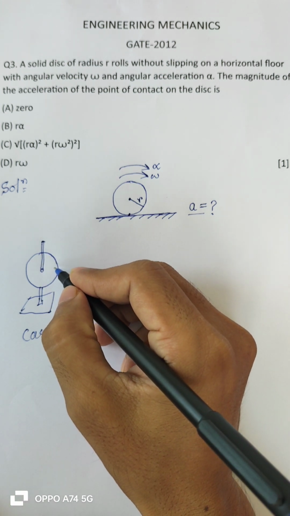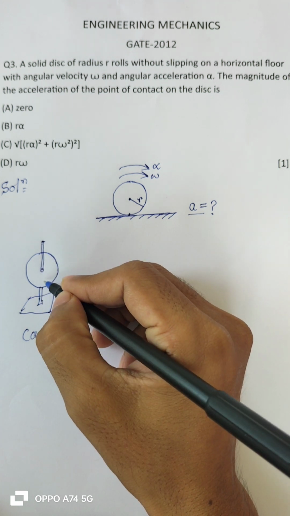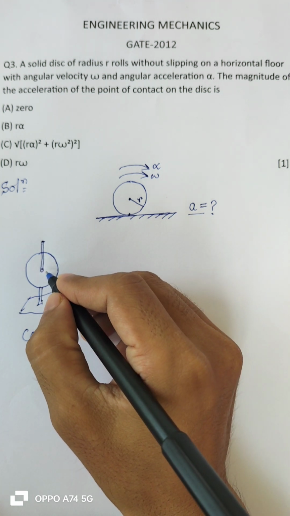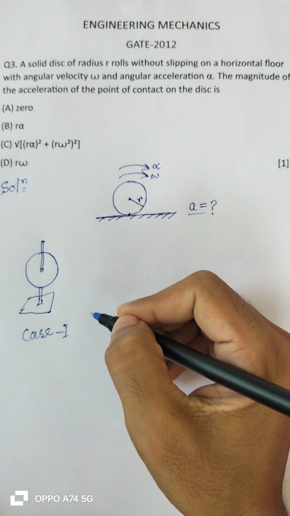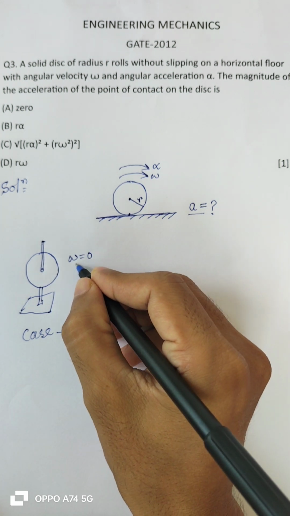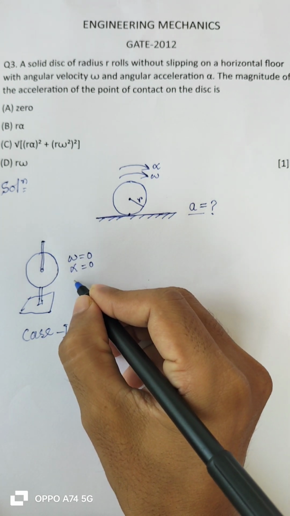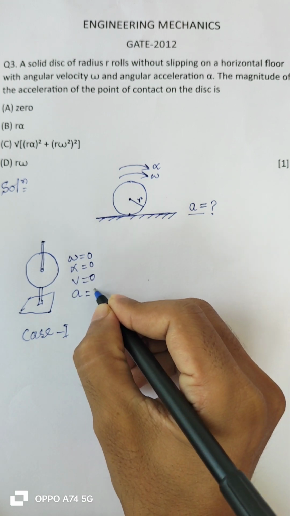Once the disk is rotating about the stand, what is the velocity and acceleration of the center of the disk? It is 0. Omega is also 0, alpha is 0, and also v is 0, a is also 0, right?